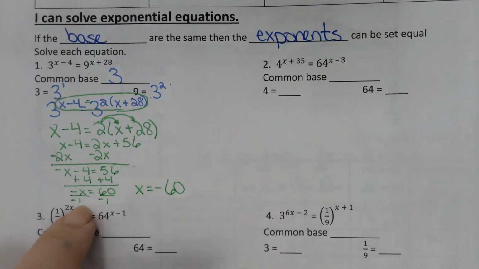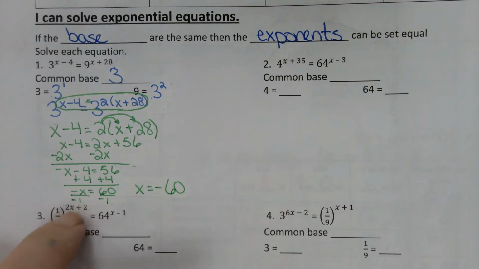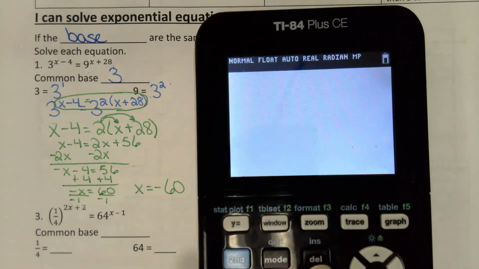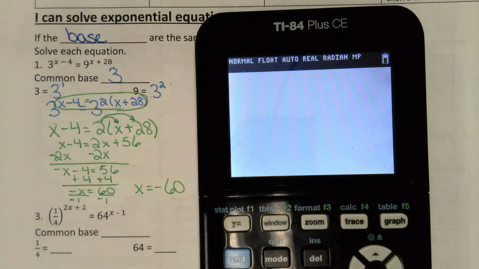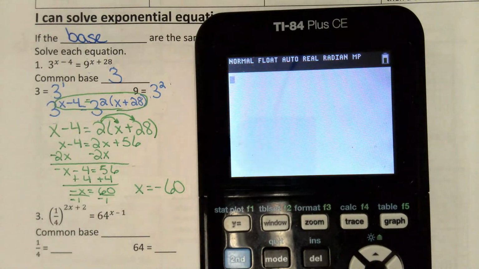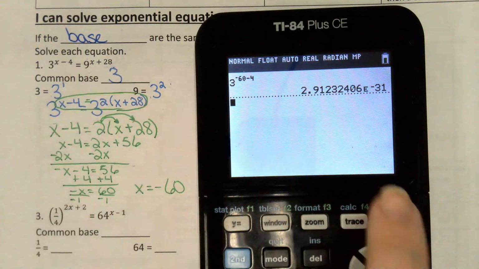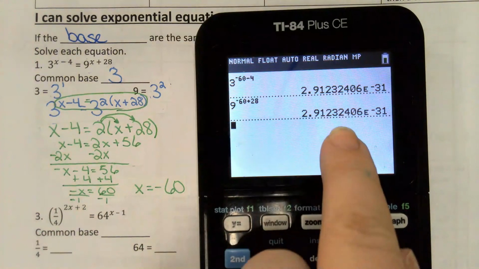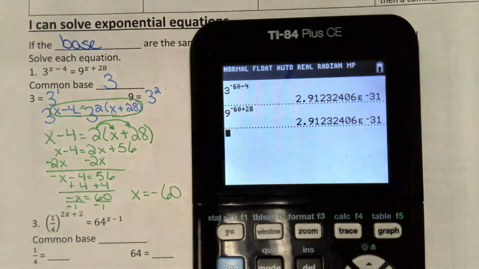Now we can use this information to check and see if our answer is correct by plugging it into our calculator. To do that, you'll use the original problem before you did any changing of bases and plug negative 60 in for all of your x's. We'll plug the left side in first, and we don't particularly care what number we get. What matters is that when I plug the right side in, I want this same nasty long decimal. So 9 to the negative 60 plus 28. And since I have the same number on both sides, I know that I've done this problem correctly.